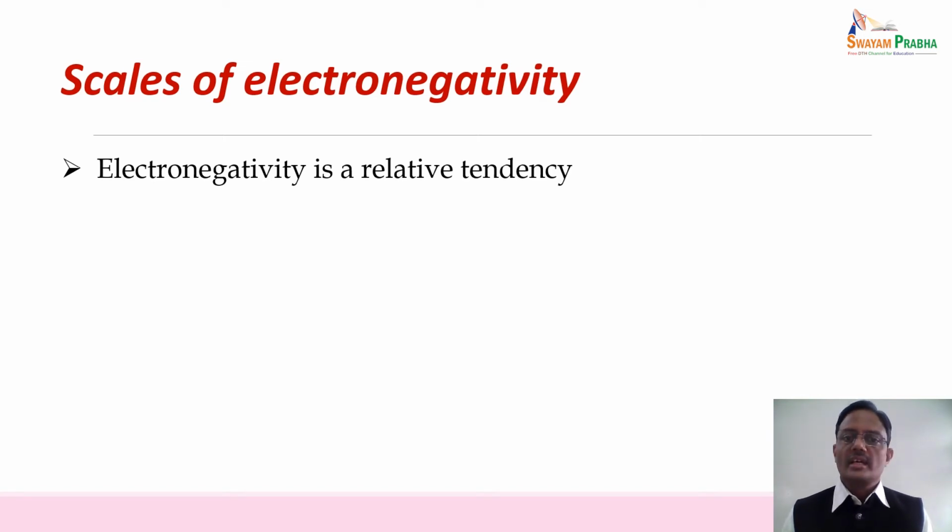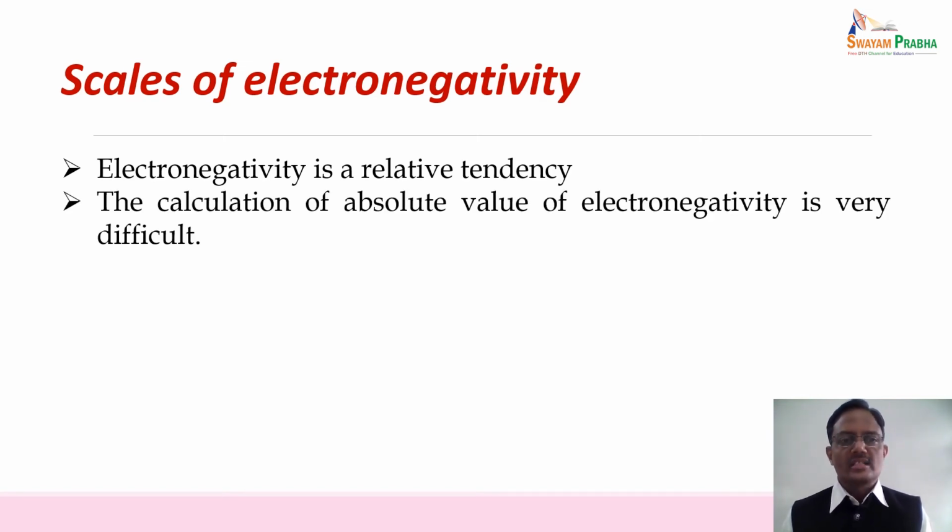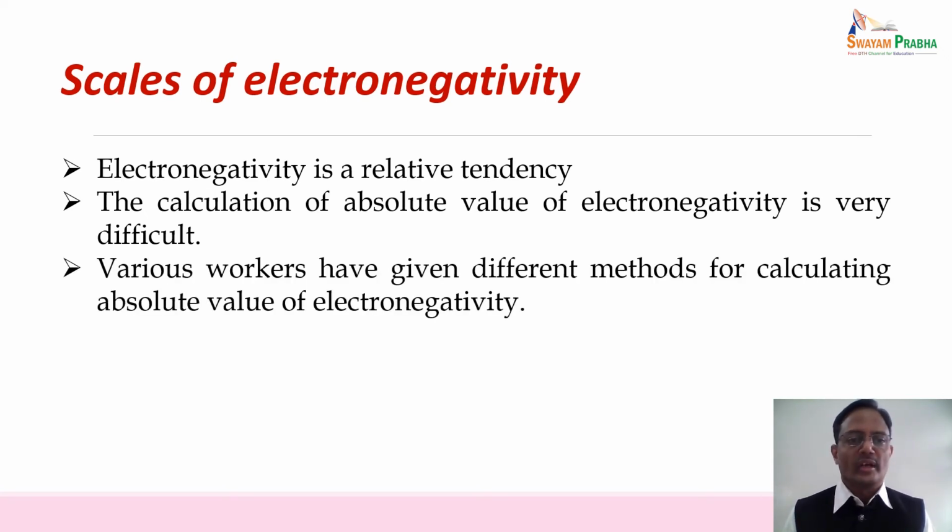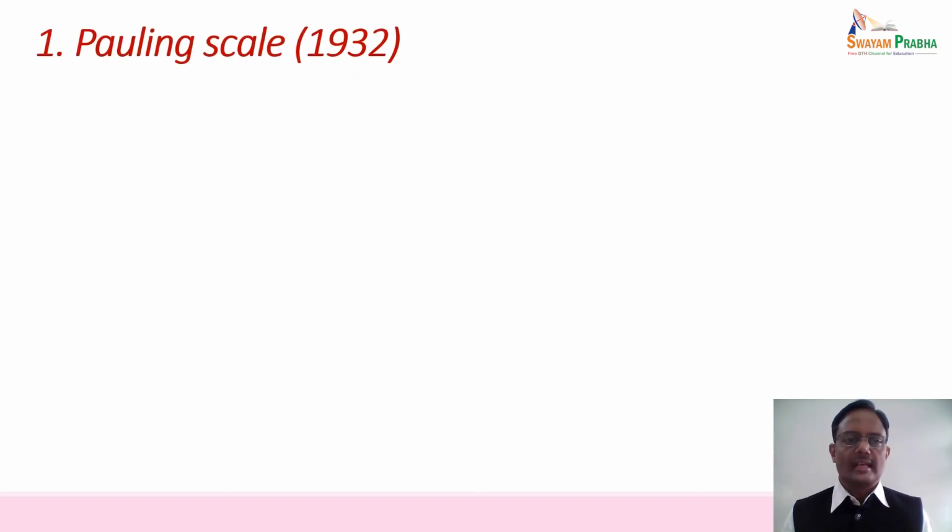The electronegativity is a relative tendency, and hence the calculation of absolute value of electronegativity is very difficult. Because of this, various workers have given different methods for calculating the values of electronegativity, and we will discuss the work of each and every person and contribution in calculating the electronegativity values. The first scale is the Pauling scale suggested by Linus Pauling in 1932.